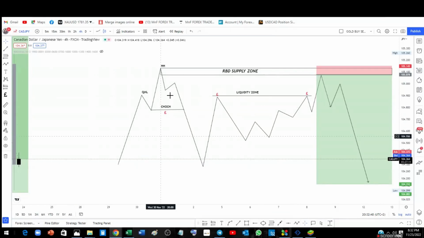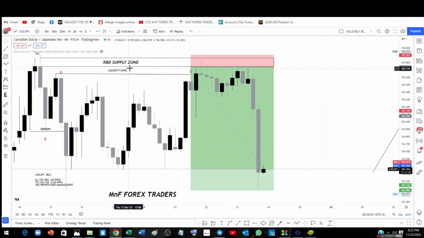All right, so let's look at the chart. I hope this is clear. This is basically what we had. So let's go to the chart right now and show you exactly what happened.